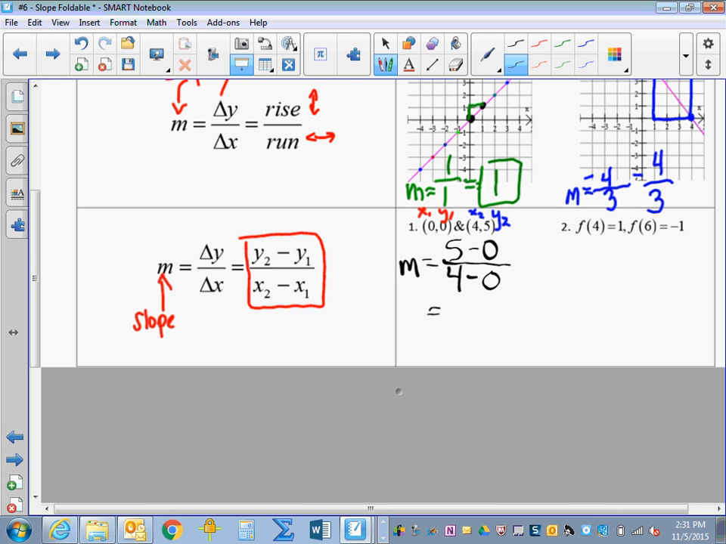All right, what's 5 minus 0? 5. And what's 4 minus 0? 4. So did it reduce at all? No. So here's my slope, 5 fourths. Judy, did you have a question?